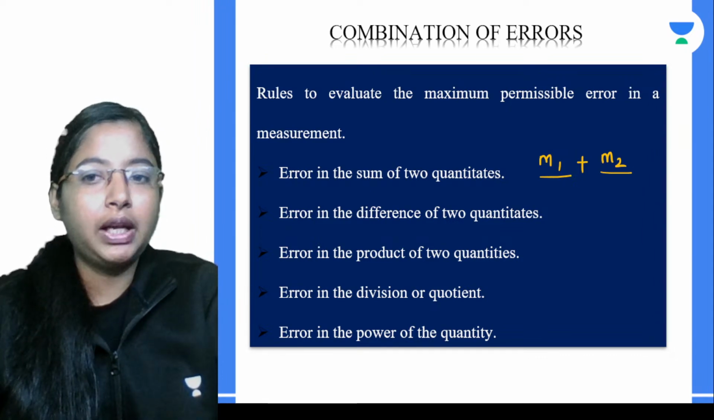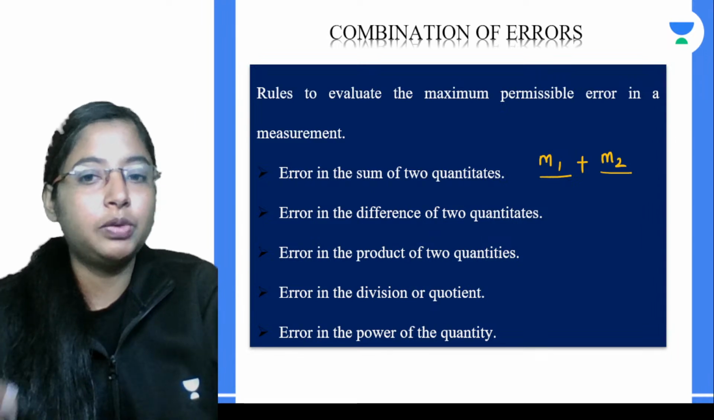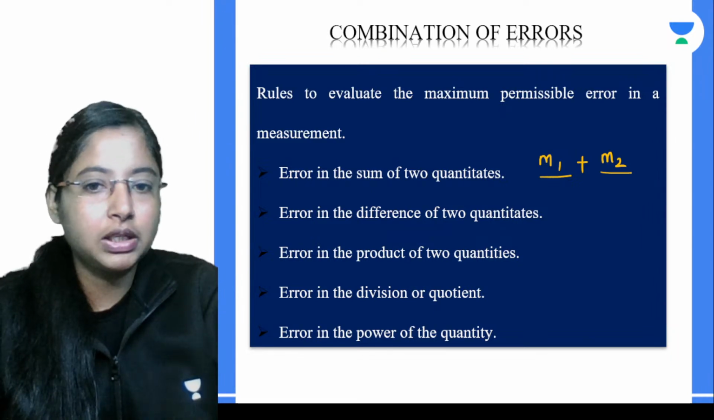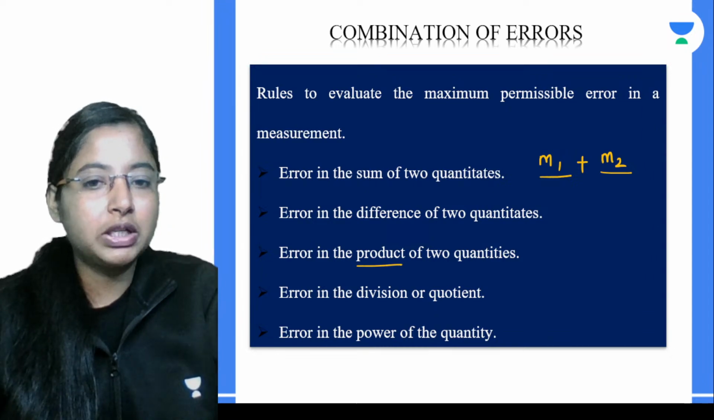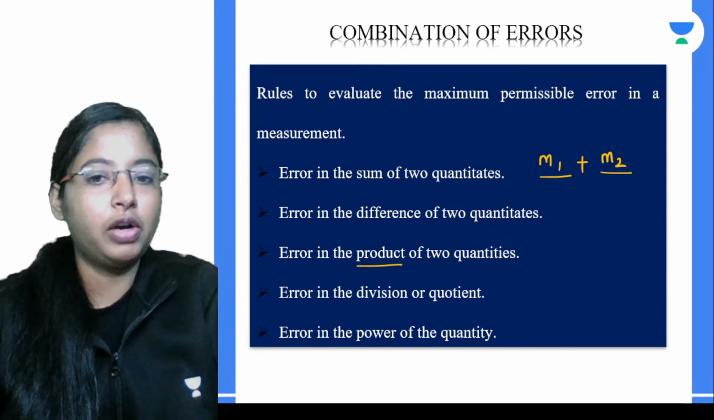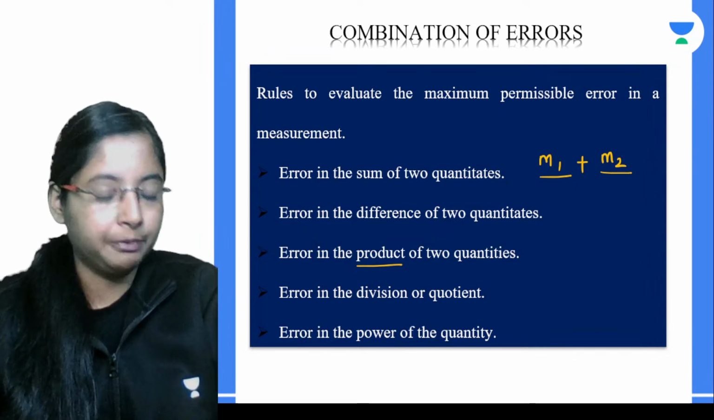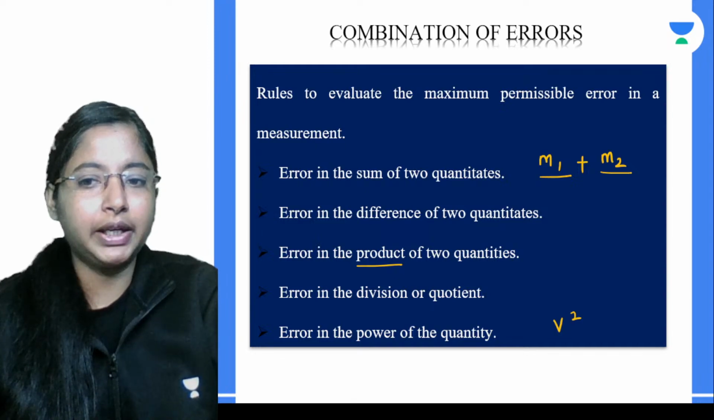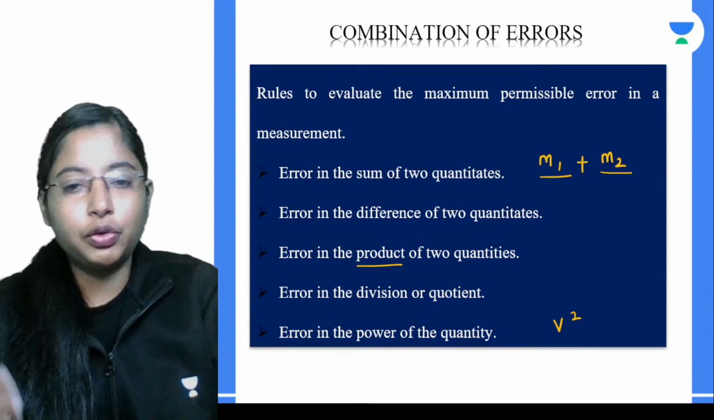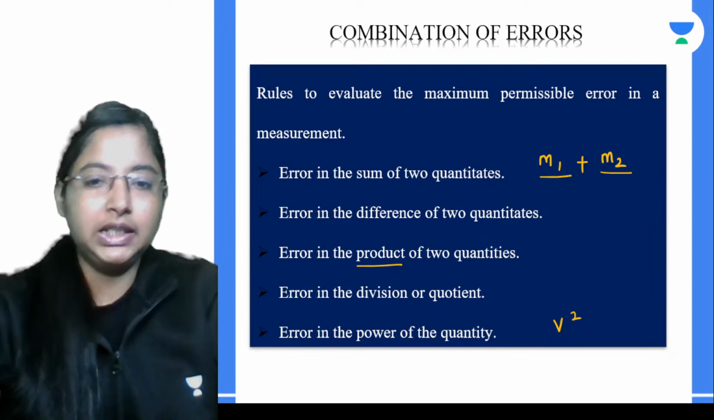In case you're finding the difference between the two quantities, what is the error? Product is when you're multiplying those two quantities. Then there is division or quotient, and error in terms of the power of a quantity, for example when you have something like v square. How do we find error in such a case? We are going to see each and every case in detail.